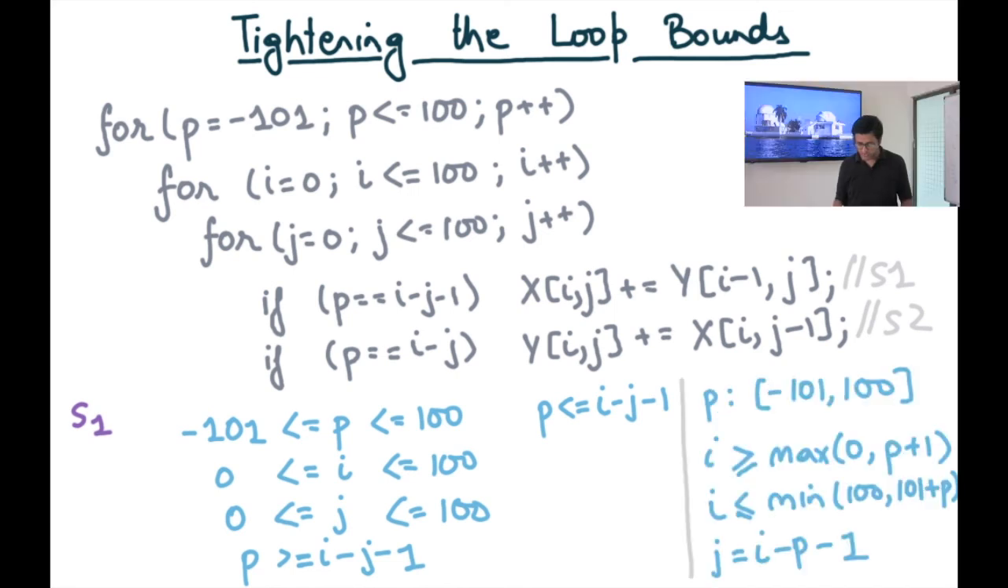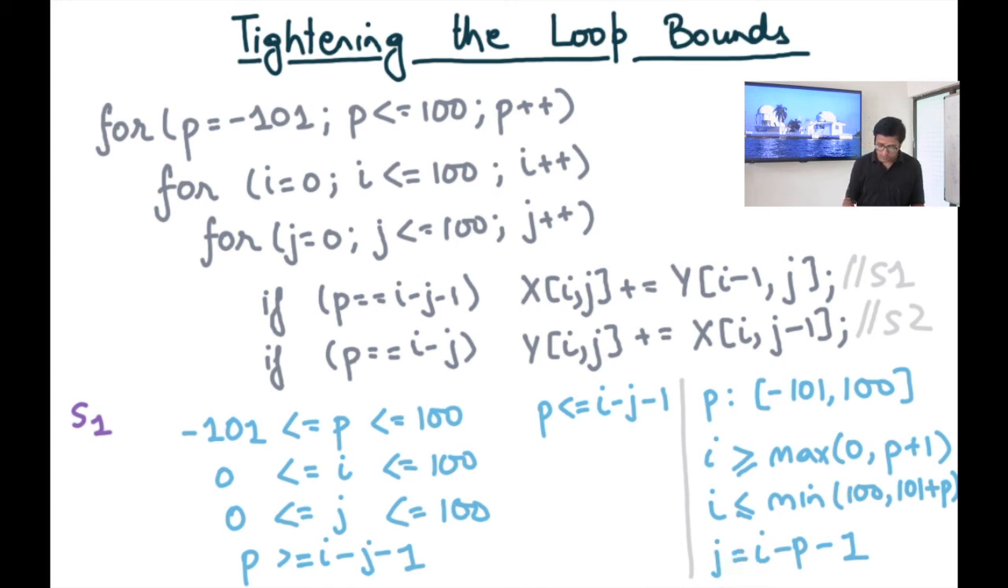And this is the solution that I'm going to get using that algorithm. This is the Fourier-Motzkin method again. So P between -101 and 100, I is greater than or equal to max of 0 comma P plus 1, I is less than or equal to min of 100 comma 101 plus P. This is just projecting the polyhedron formed by I comma J, for a specific value of P, on I. And so that just gives me this. And finally, J equals I minus P minus 1. So this is the polyhedron that I get for S1.